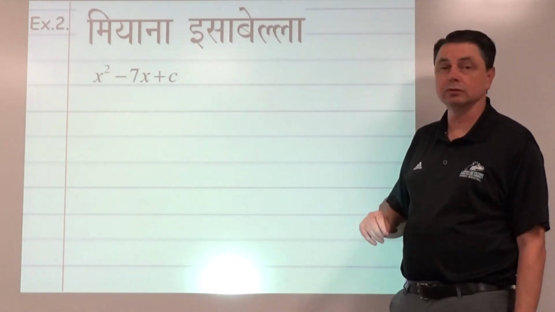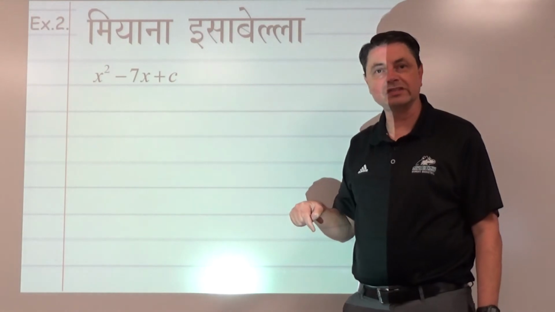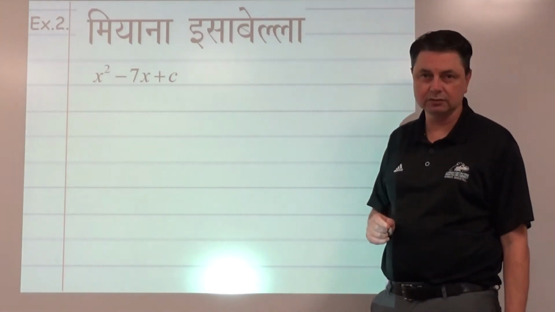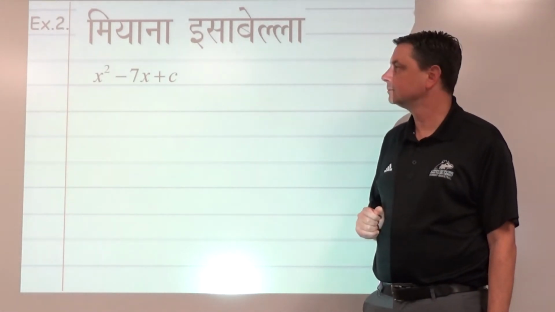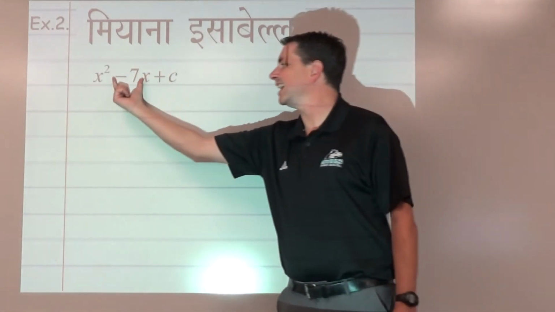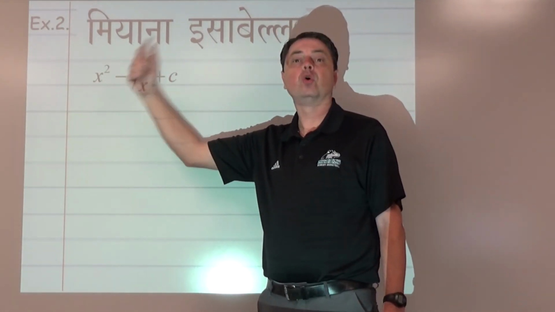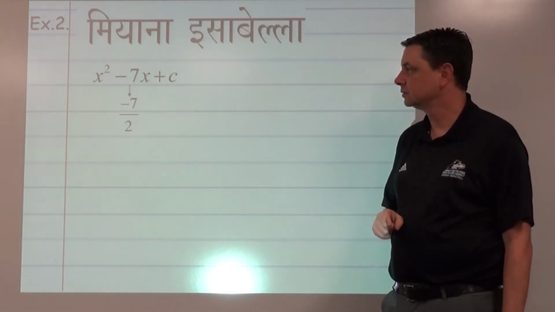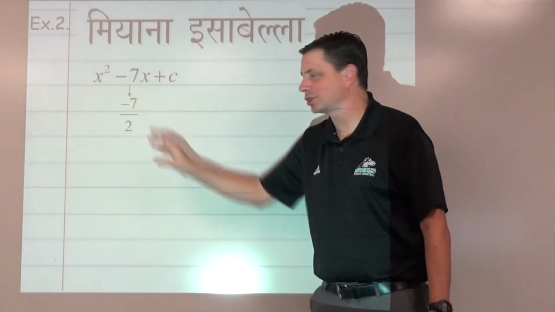Example number 2, directions. Find the value of c that makes the expression a perfect square trinomial. Then write it as a binomial squared. We're going to take our b value, negative 7. We're going to take half of that, or divide it by 2. It's a fraction. Don't go decimal. It's a fraction.